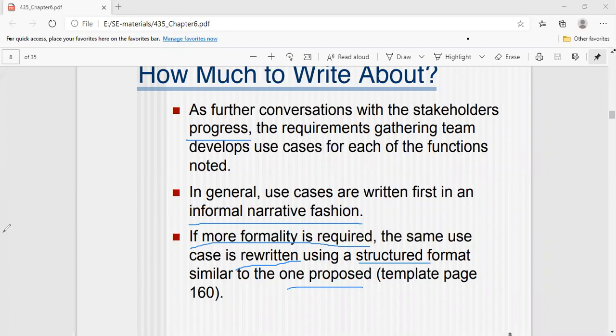Okay, first of all, at this session, how much should we write about? So what are the functions we need to add related to a particular module? That is our question. Do we add two functions, or three, four, five functions, like that? How many should we add to that particular module? That is the question here.